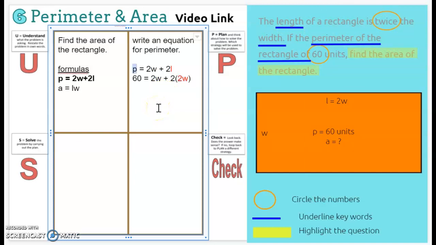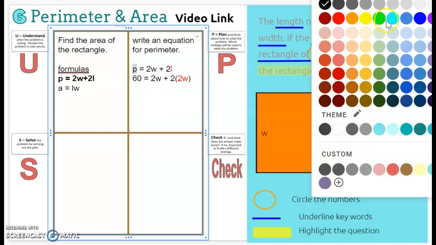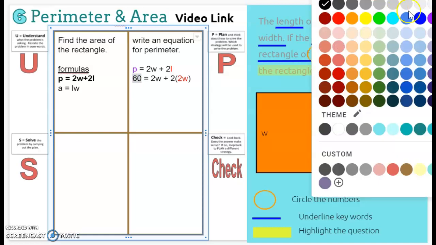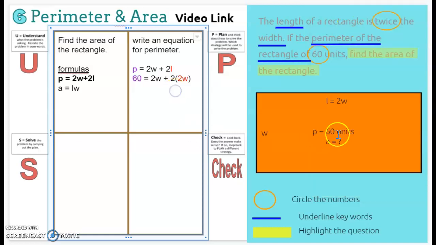And then I replaced my P over here, which I will make purple, with 60, because they gave me the perimeter right here. They told me the perimeter of the rectangle is 60 units. So now I need to solve it. So I have 60 equals 2W plus 2 times 2W.